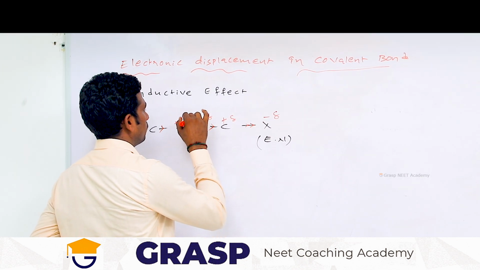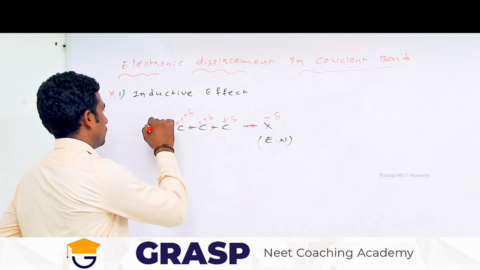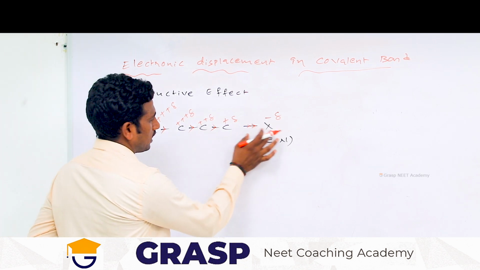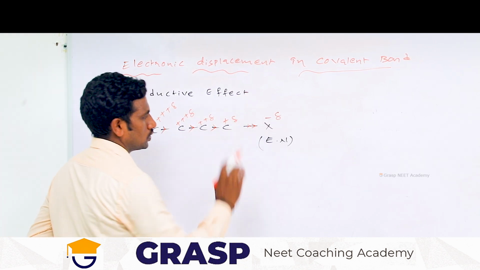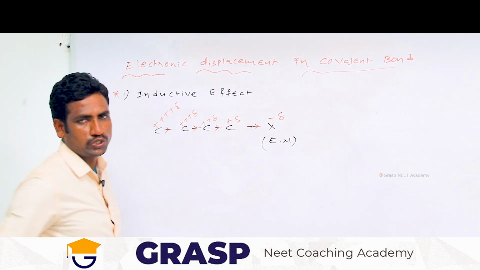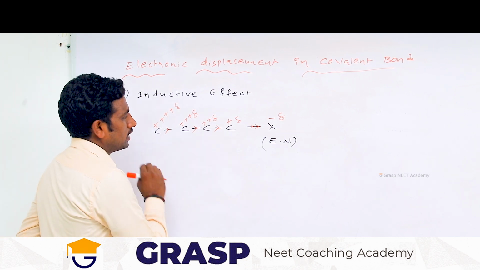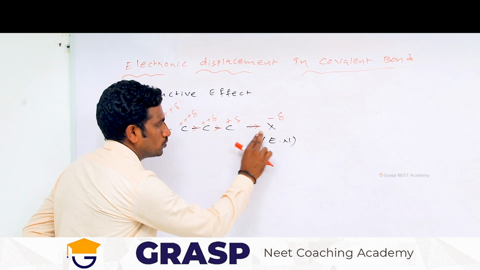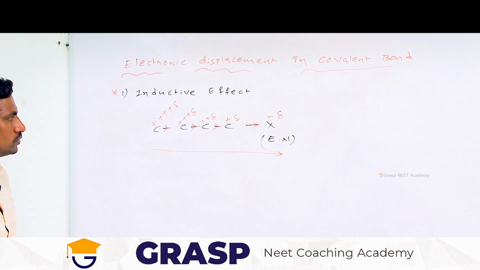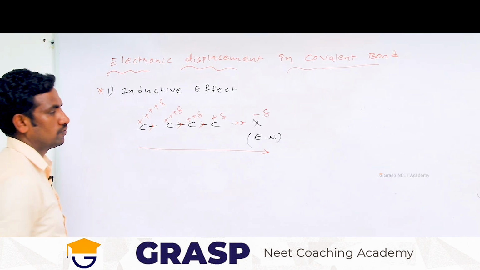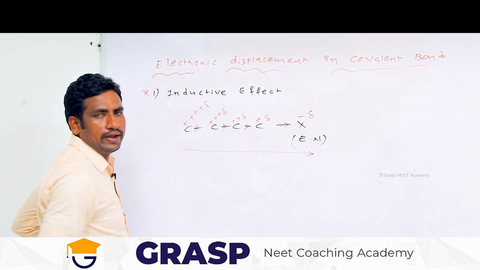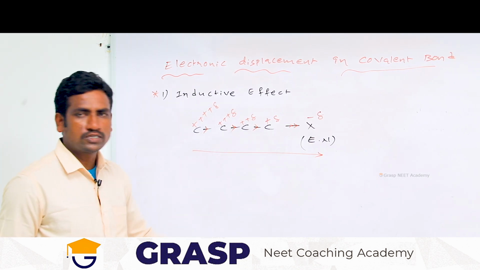And the next carbon is getting a still smaller partial charge. So what I am saying is, whichever carbon atom is directly attached to this electronegative atom is affected more. It is carrying more positive charge than the other carbon atoms. Here electrons are shifting towards the more electronegative atom side. So this effect is called the inductive effect. The migration of sigma electrons towards the more electronegative atom through a sigma bond is called the inductive effect.